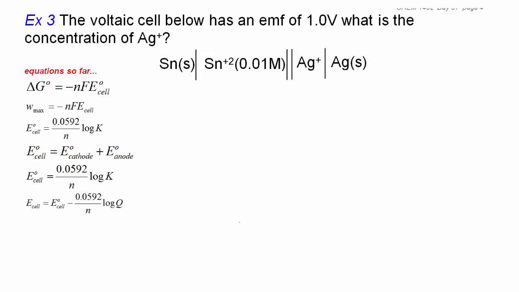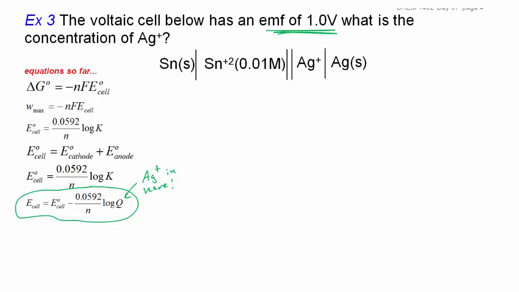The voltaic cell below has an EMF of 1 volt. So now they're telling us what E cell is. We know what the voltmeter reads. What is the concentration of the silver ion? Okay, do you see the game plan here? It's this expression. Silver ion is inside that Q expression. Silver ion is in here somewhere.